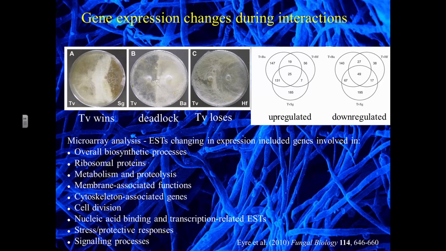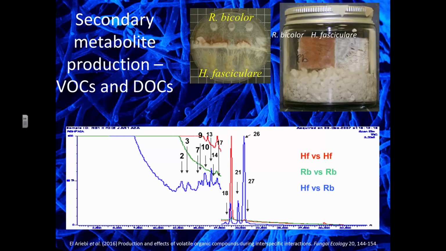And we looked at gene expression by using subtractive cDNA libraries. The point is, some genes were upregulated, some were downregulated, some were found in all interactions, some were found in 2 of them, and some were found just in 1.